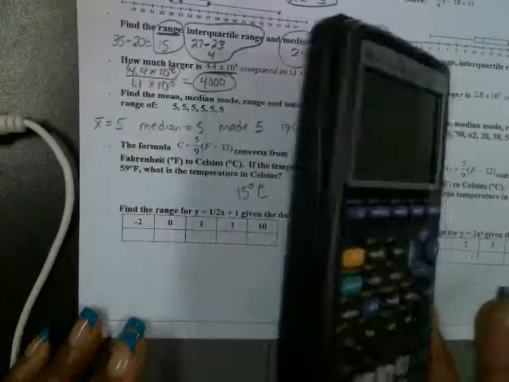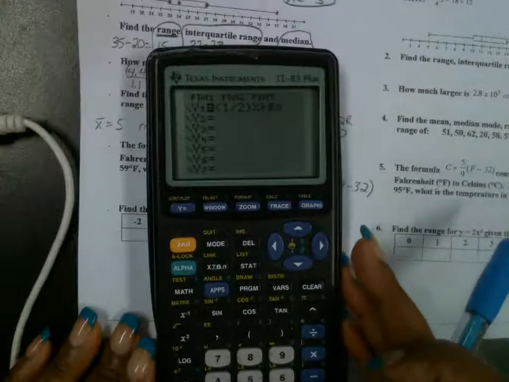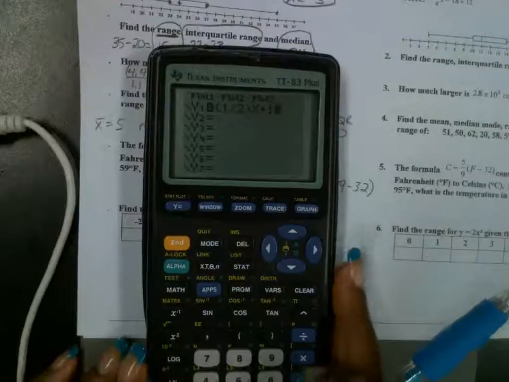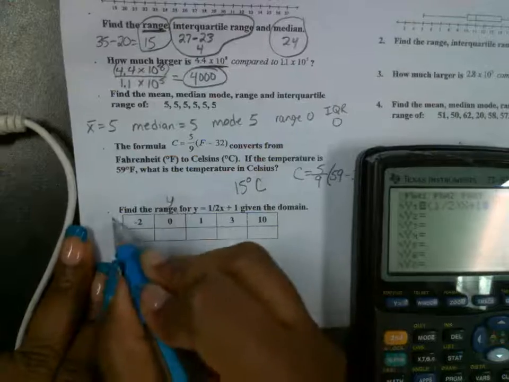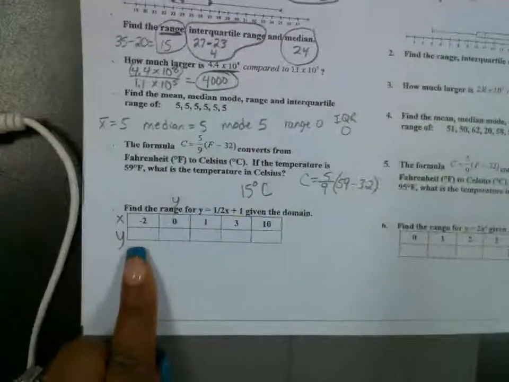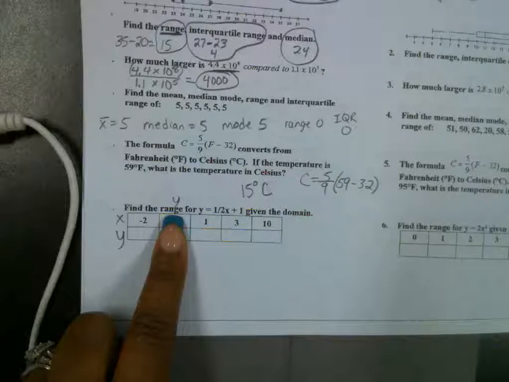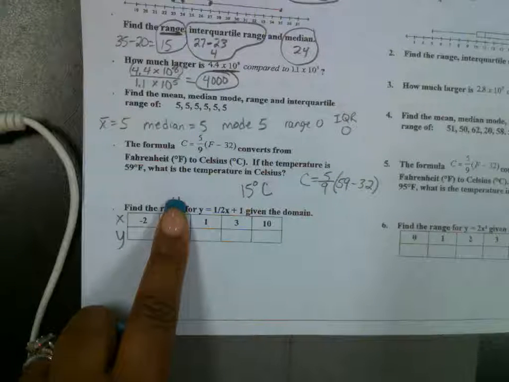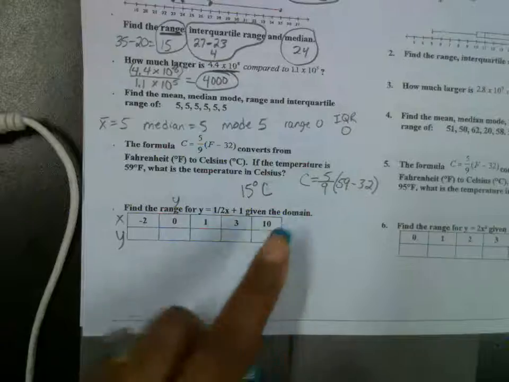Then what does it say? Plus 1. Okay, so Miss Reyes, where do you get these values? Range values is Y. These are my X values. These are my Y values. How do I know to find the Y values? Because range is Y. Okay? Domain is X.